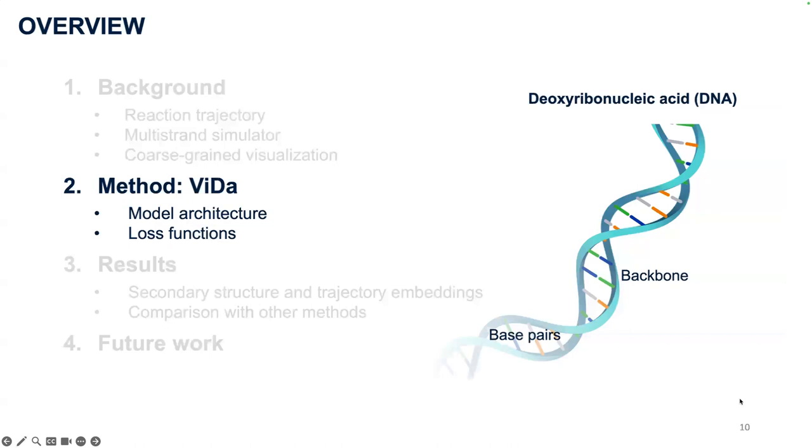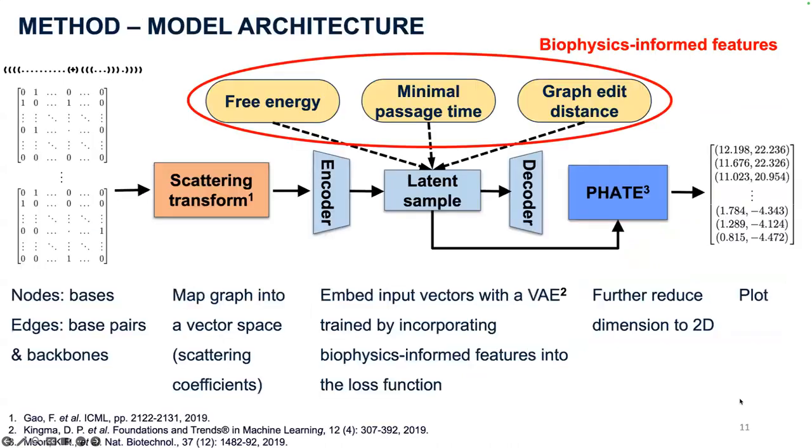So now let me switch over to the method. Our framework has three major parts. The first part is a scattering transform, which maps the graph to the real vector space. Each graph is a secondary structure where the nodes refer to the bases and the edges refer to the backbones and the base pairs. The second part is a variational autoencoder with the loss function augmented by three biophysical features: the free energy, the minimal passage time, and the graph edit distance.